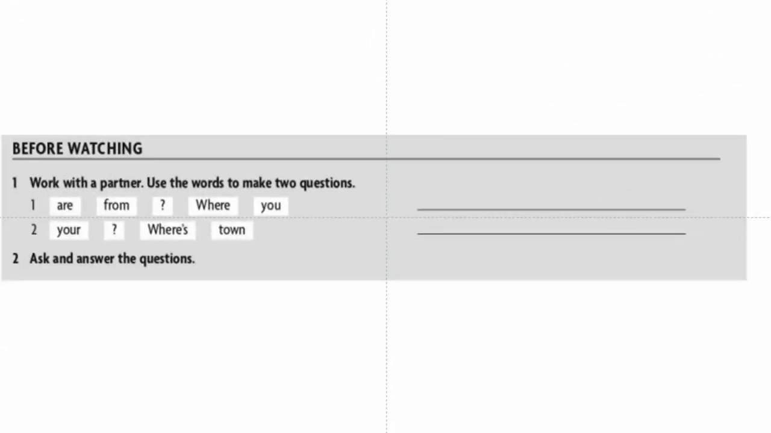Before watch, recuerden esto. Before watch, antes de ver el video. Dice, work with a partner, use the words to make two questions. Vamos a crear two questions, ¿ya? A ver, vamos a, ok, fácil. Aquí vamos a colocar, a ver, primero es where. Busquemos where.